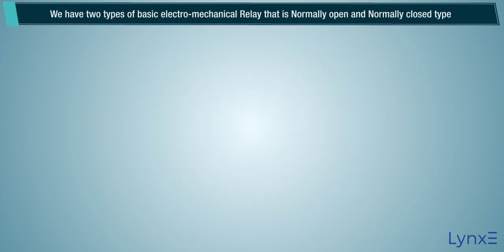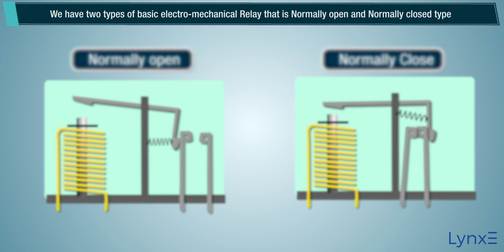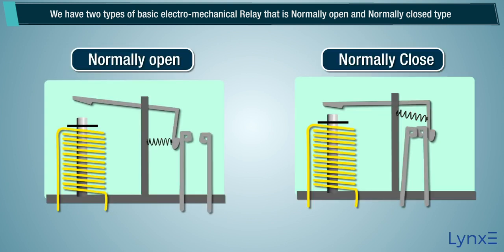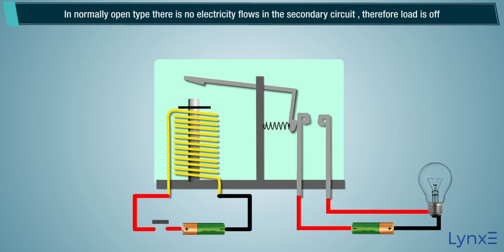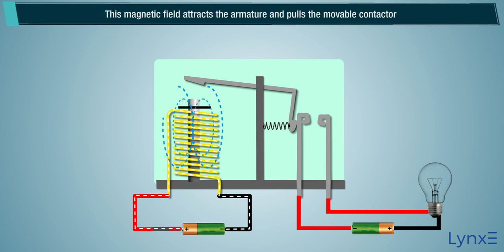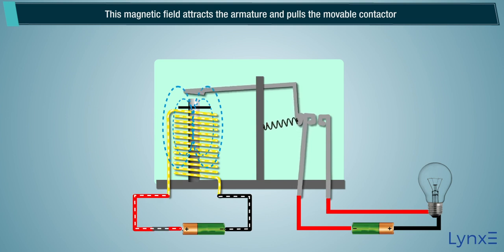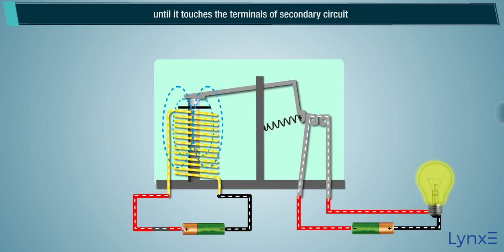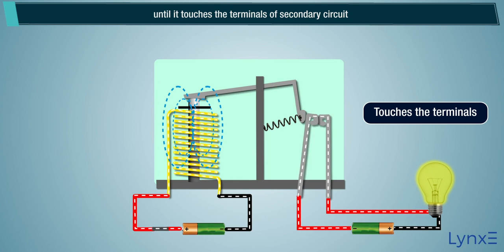Working of a relay. We have two types of basic electromechanical relay, that is normally open and normally closed type. In the normally open type, no electricity flows in the secondary circuit, therefore the load is off. However, when current is passed through the primary circuit, a magnetic field is induced in the electromagnet. This magnetic field attracts the armature and pulls the movable contactor until it touches the terminals of the secondary circuit. This completes the circuit and provides electricity to the load.